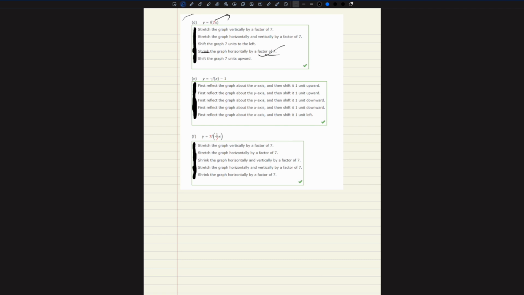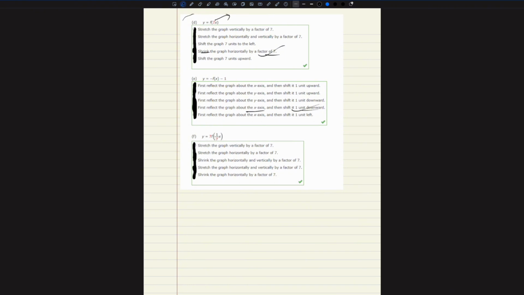And here we can see we have negative f(x) and negative 1. So negative f(x) will reflect it about the x axis, and negative 1 will shift it downwards. So reflect about the x axis and shift 1 unit downwards. So this is our answer.